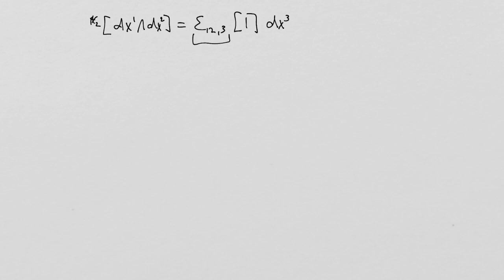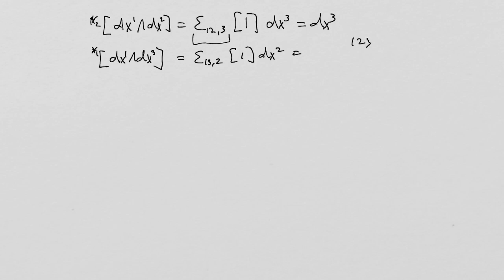But epsilon 1, 2, 3 is just 1, so this equals dx3. So that was that one. Then there's dx1 wedge dx3, right? The Hodge dual of that is going to be epsilon 1, 3, 2 times dx2. That's 1, 3, 2. Getting from 1, 2, 3 to 1, 3, 2 is obviously 1 flip. So it's minus dx2, right?